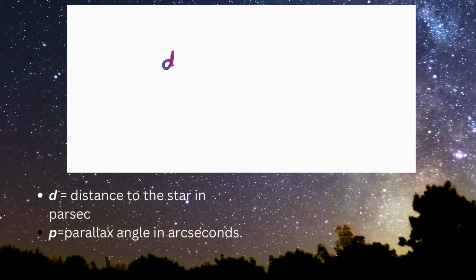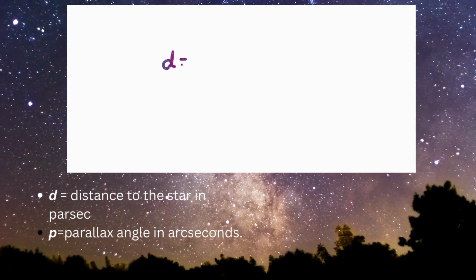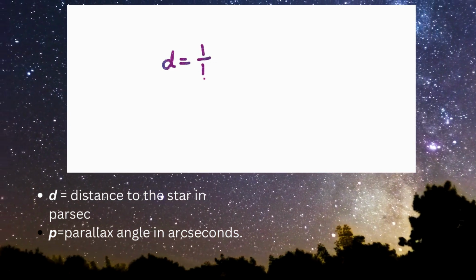Using d = 1/p, we find a star's distance in parsecs, where p is the parallax angle in arcseconds.